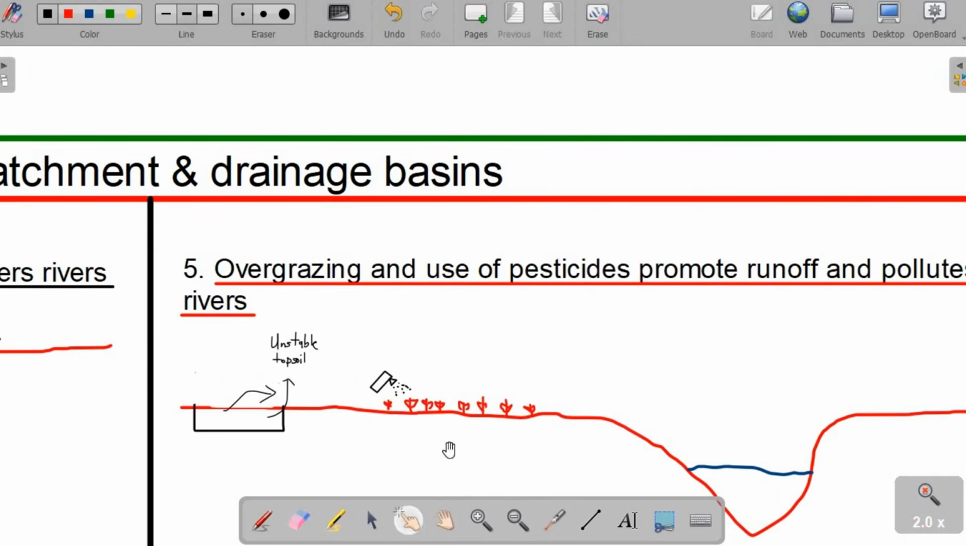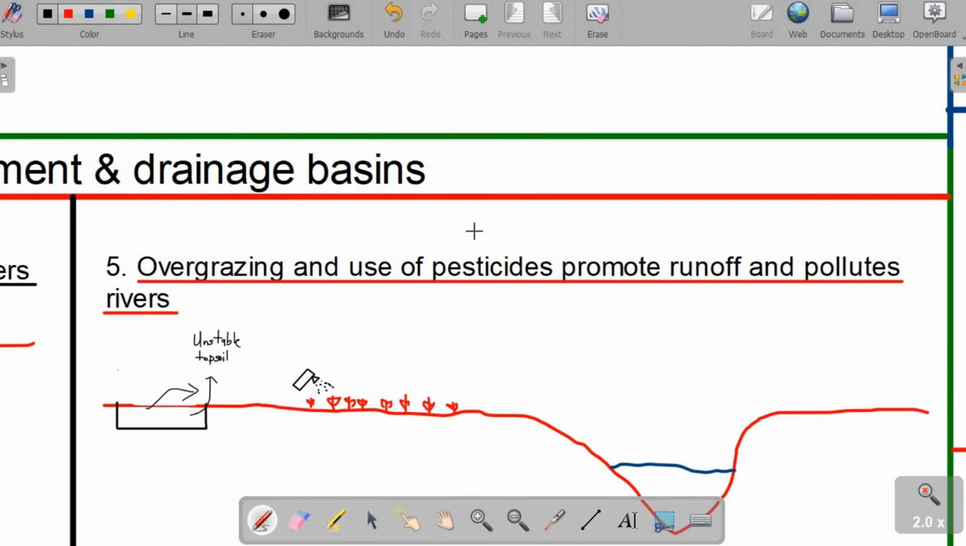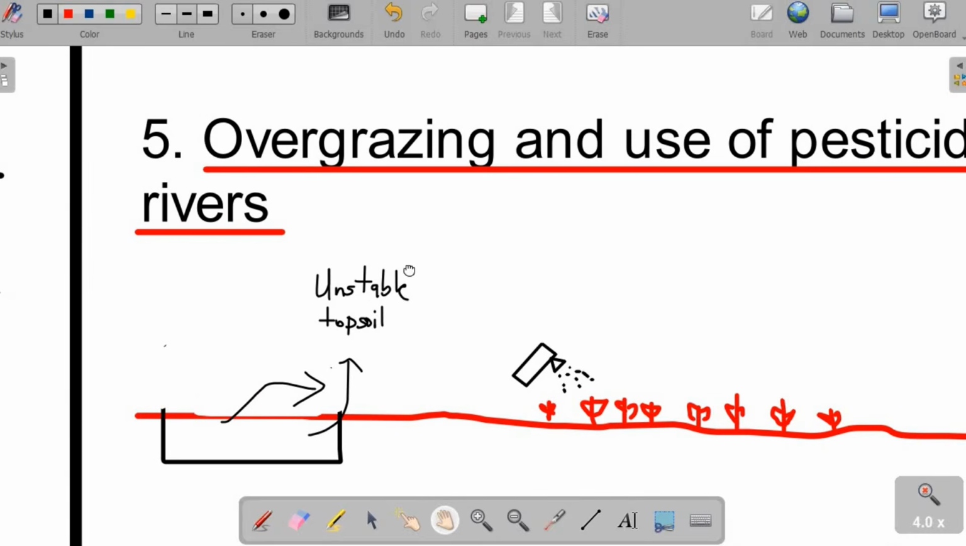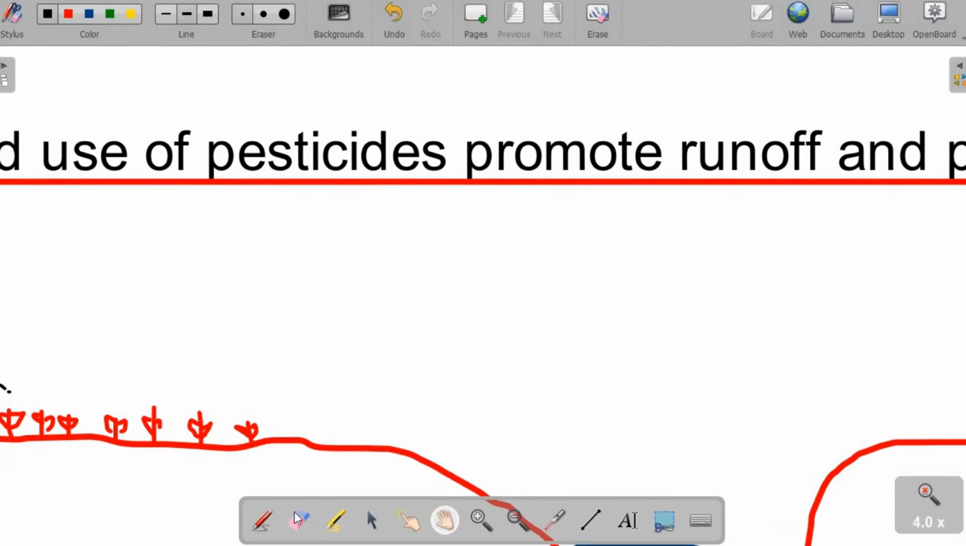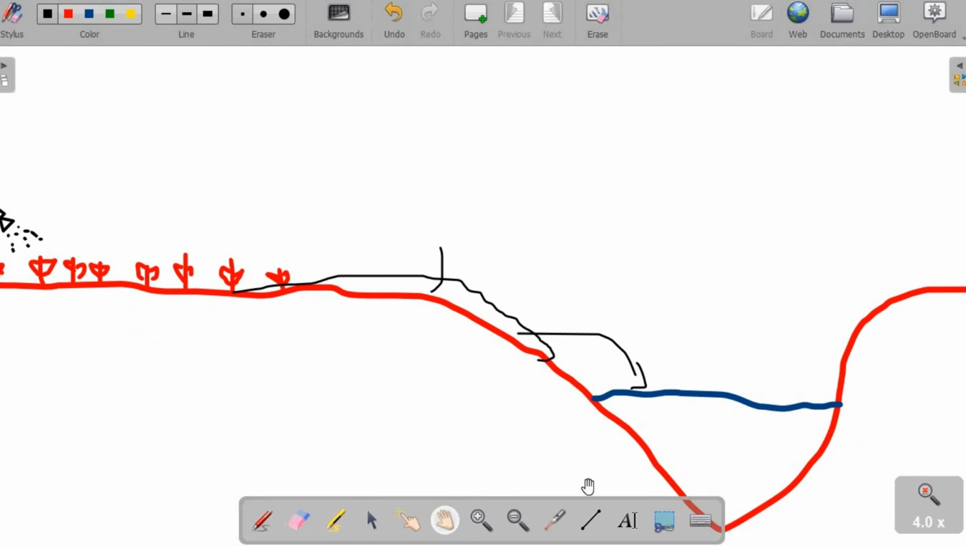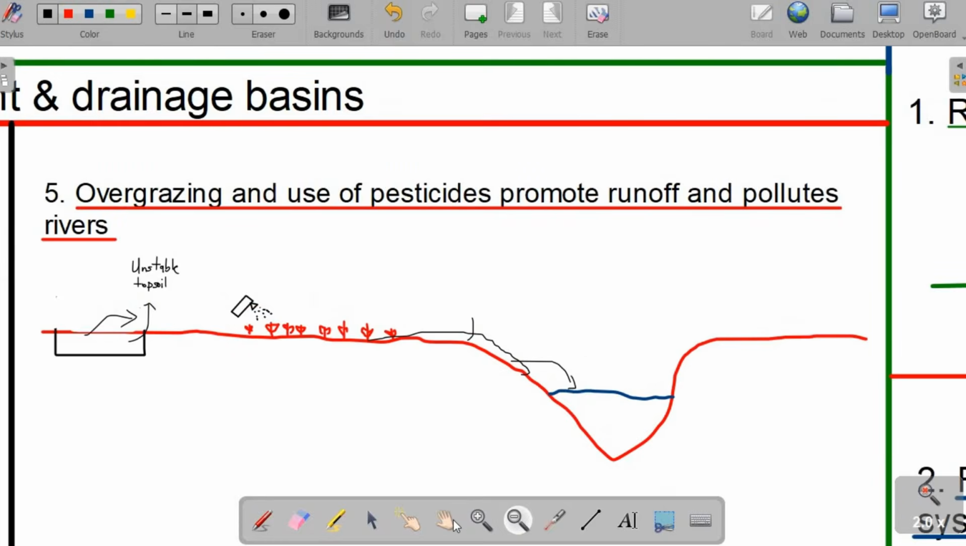And also using pesticides. So pesticides, these are your chemicals that are used to kill pests, the insects that eat your produce or your plants or your crops. So the use of pesticides hand in hand with the overgrazing will promote runoff, and this runoff has a lot of chemicals because you've been using pesticides, right? And so all of these chemicals will be washed into our river channels and hence polluting our river system.